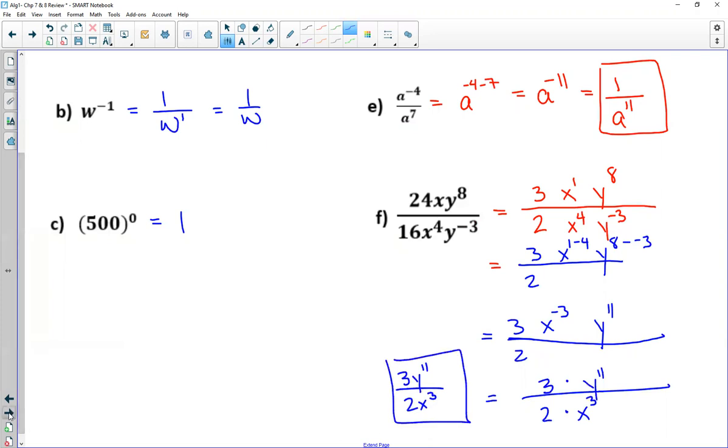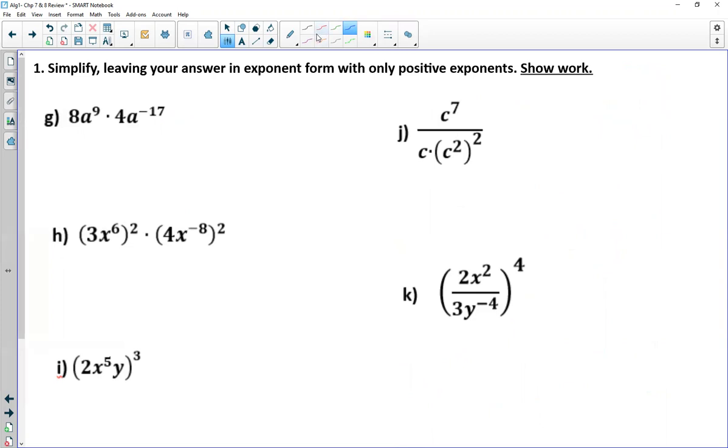Let's go ahead and jump to the next couple problems. So still working with our exponent rules here. So let's go ahead and multiply this out. We have 8 and we have 4. Always start with your whole numbers. 8 times 4 is going to be 32.